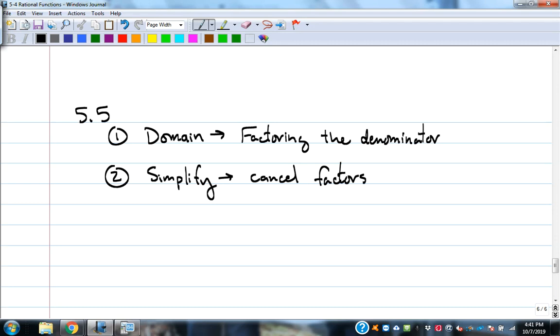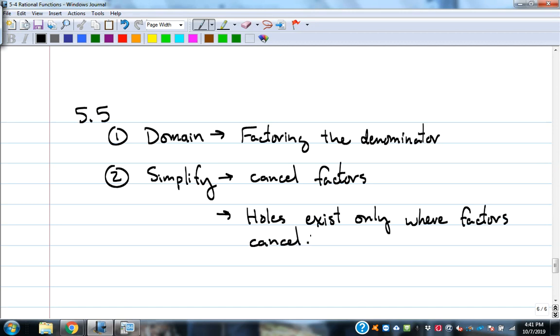Inside of simplifying, that's where holes exist only where factors cancel. If you don't have any factors canceling out, there's no holes in the graph. Okay? When you go to simplify, that's where you'll see where their holes are. And we'll see that as we do some examples here. And then after we've done that, we're doing our asymptotes.